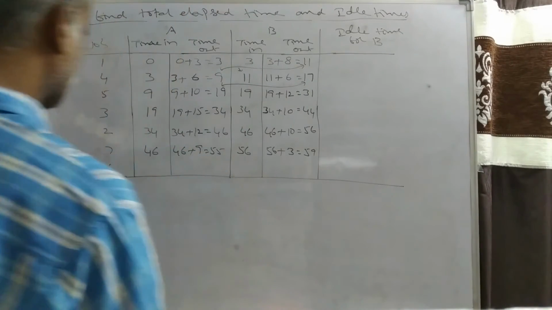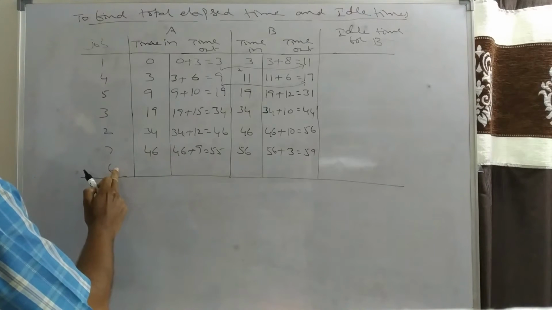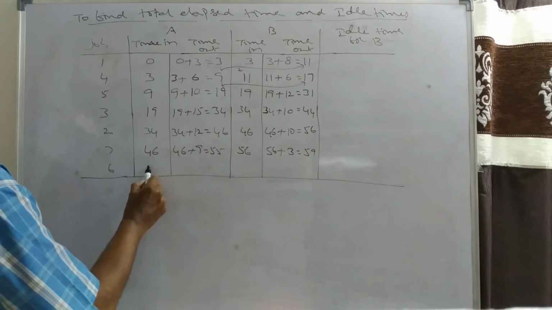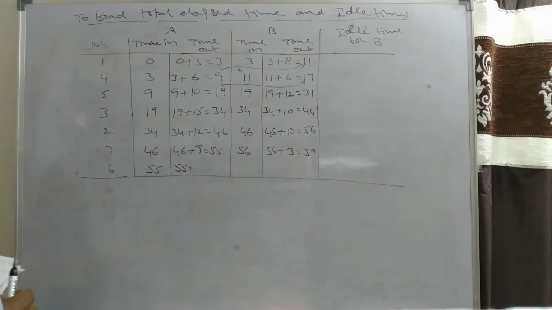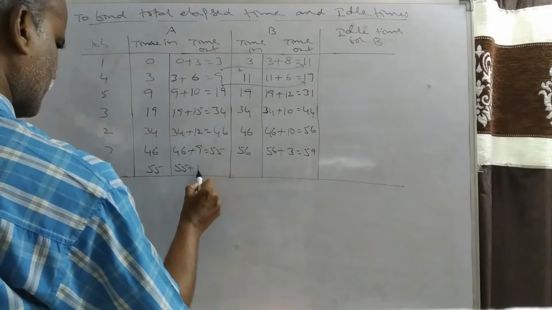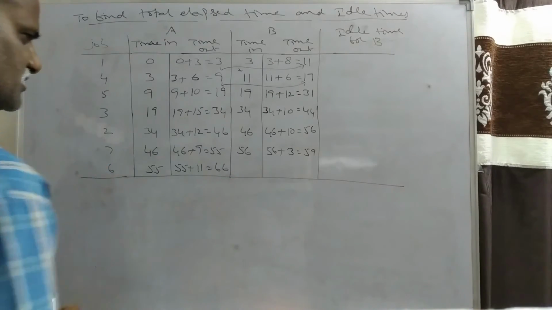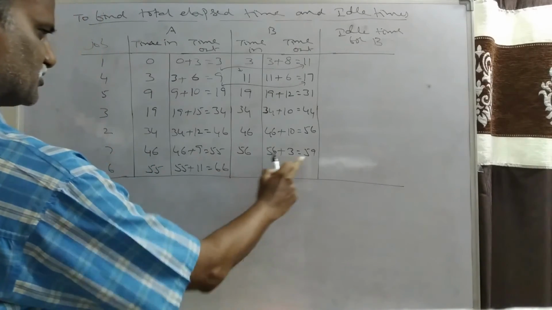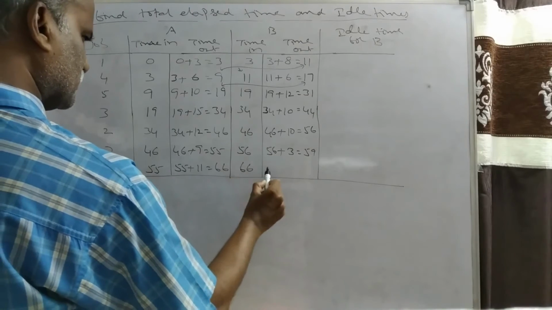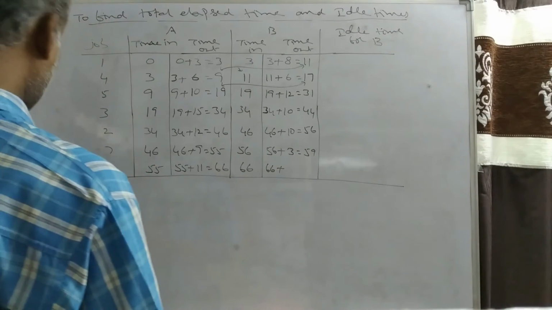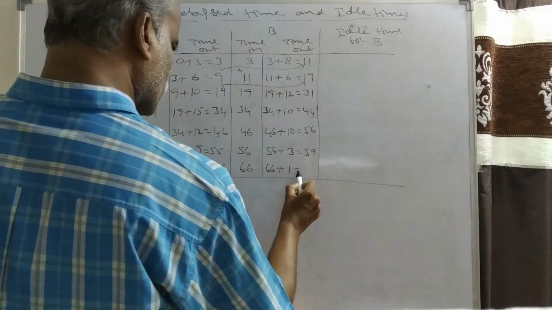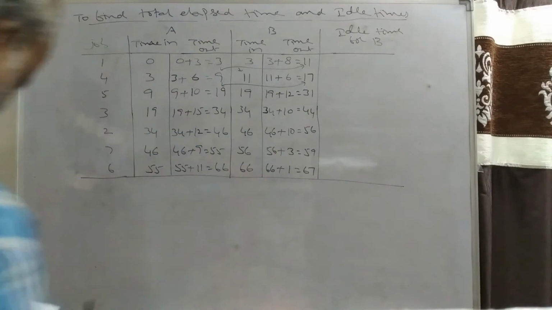So 59. Then starting time of job 6 on A is 55. 55 plus duration of job 6 on machine A, 11, is 66. So maximum of these two is 66. 66 plus duration of job 6 on machine B, 1, is 67.